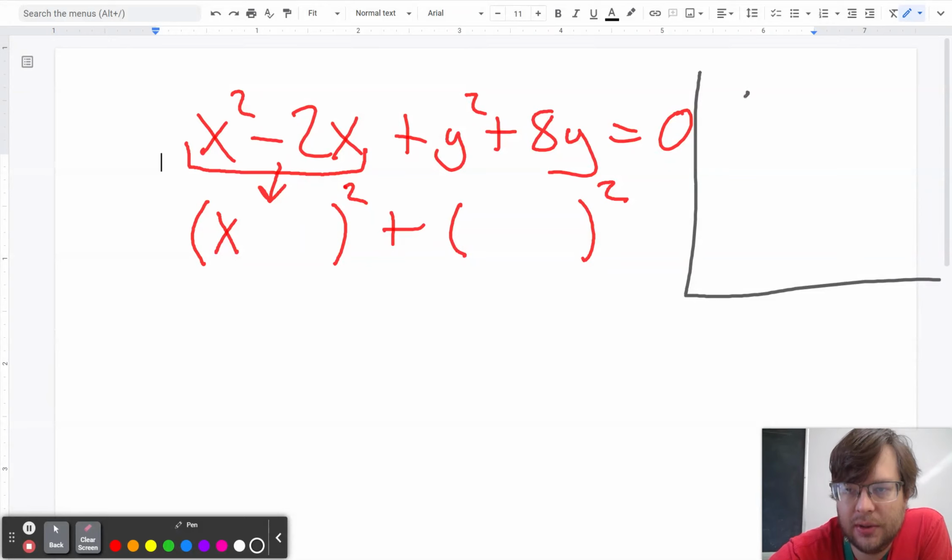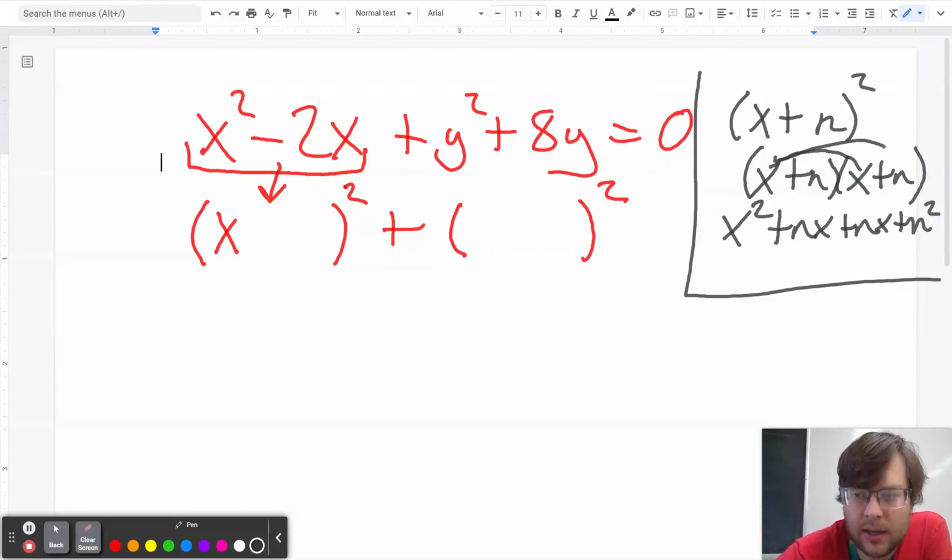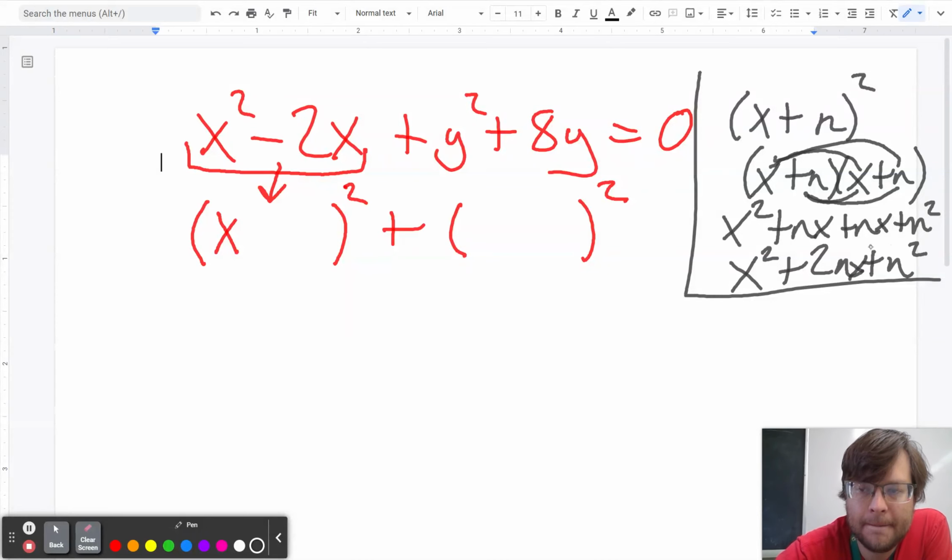What I want you to remember is that if you have something like x plus a number, let's just say x plus n, and you square it, it becomes x plus n times x plus n, which is x squared plus nx plus nx plus n squared. In other words, it simplifies to be x squared plus 2nx plus n squared. And the crucial thing that I want you to focus on is that there's a 2 right here, but there's not a 2 when I put it inside the parentheses.